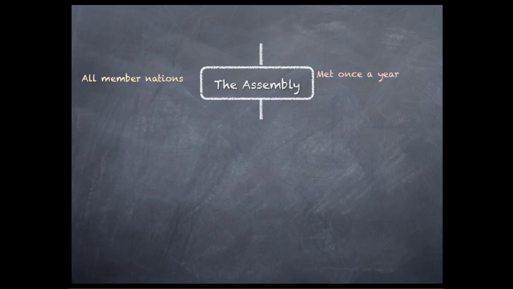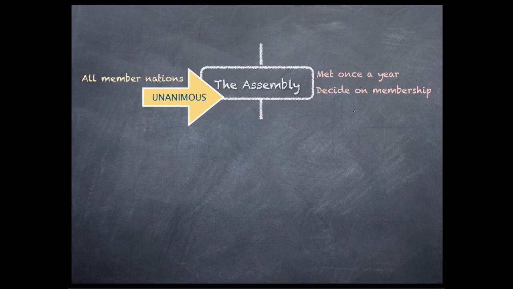It didn't meet very often, however. It met once per year, the League Assembly, and its powers were somewhat limited. It could decide on some issues, such as membership of the League. Something else about the League Assembly was that all decisions in the League Assembly had to be unanimous. That is, if the League was going to take any decision that the Assembly had to vote on, it had to get 100% of the votes for the League to take any action.